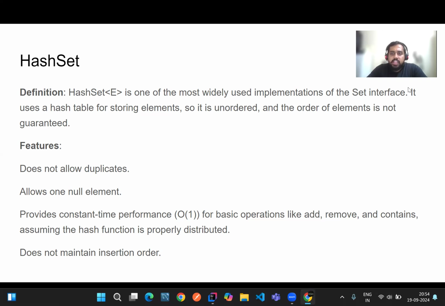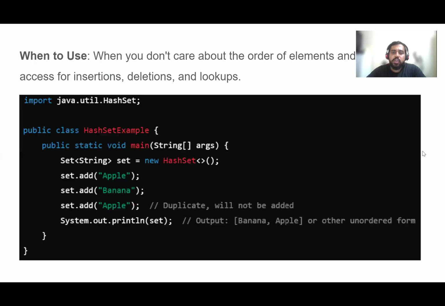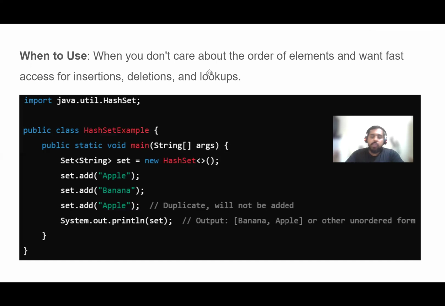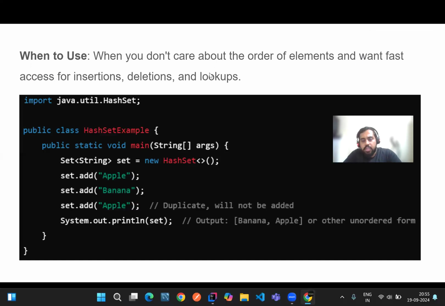And it does not maintain any insertion order, as we saw. So when do we need to use this? When we don't want to care about the order of elements, whatever time they were added, I don't care. I just want to store the elements, but I don't want duplicates. I want fast insertion, deletion, and lookup operations. Then I definitely go with a HashSet.